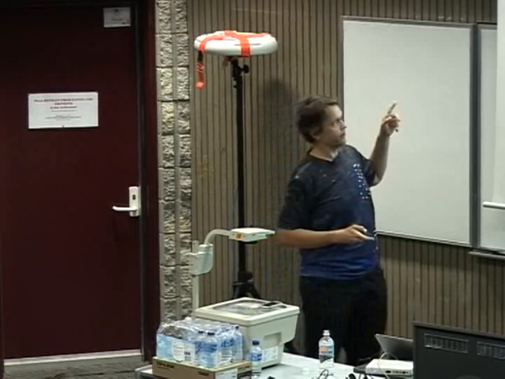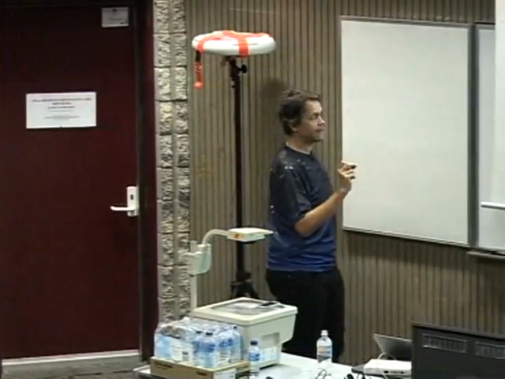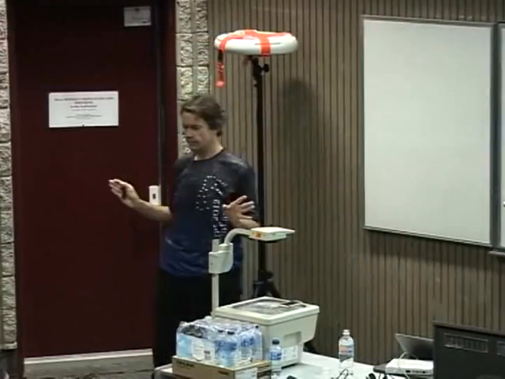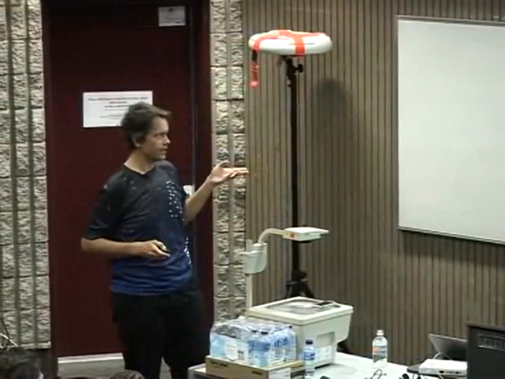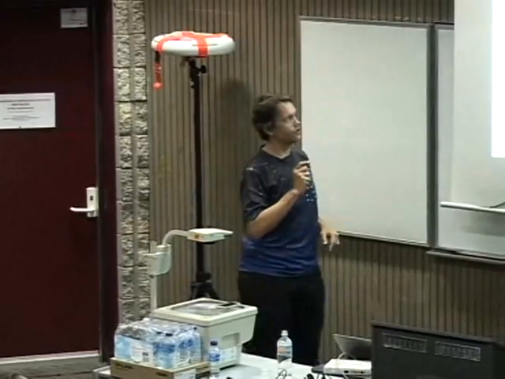It needs to be very well documented and needs to be stuck right in indent.pro. Very useful trick. It means that it's in the actual version control system. So anybody working on your project can just run indent on a function, whatever, and it comes out the way it's supposed to. So there's no arguments. And if your coding standard is not expressible in indent.pro, you are doing your coding standard wrong. You should reformat code to achieve them. Don't mix reformatting changes with functional changes. You'll hate yourself.